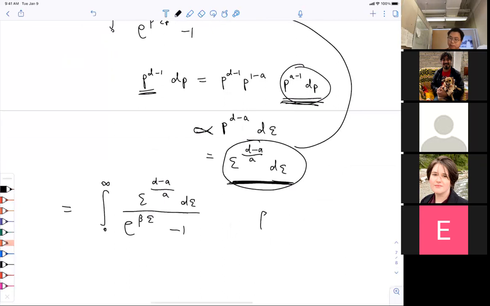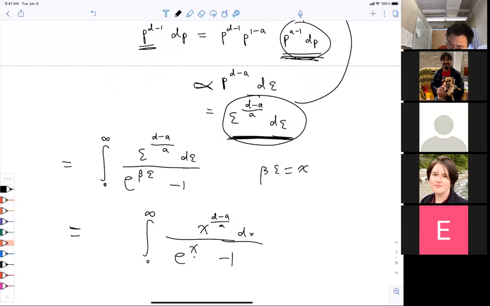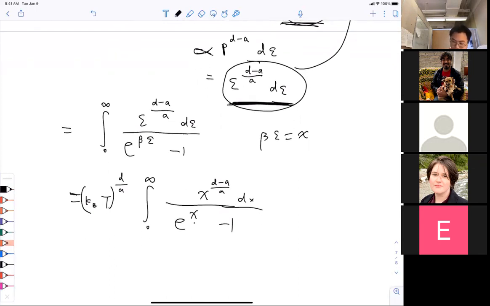Of course, we can do the substitution beta times epsilon equals x. This gives us the integral of x^(D/A - 1) dx over exponential x minus 1, and the prefactor here is (k_B T) to the power of D over A. This is T_C, so it's T_C.